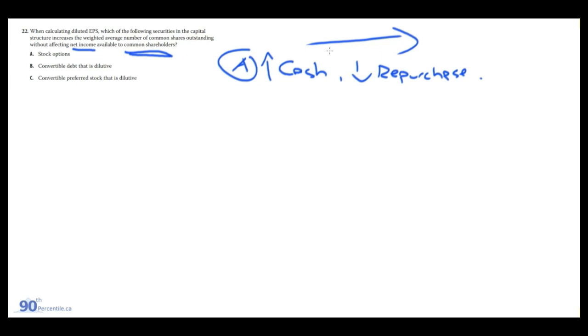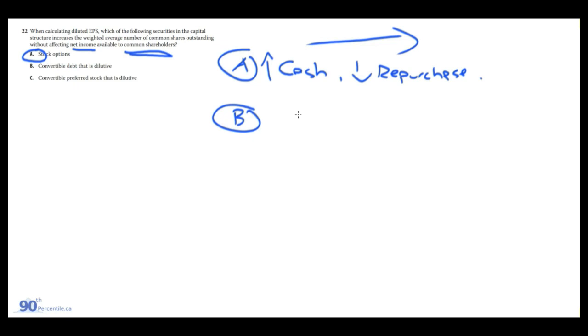So for stock options, we went over that in the last example. When exercising stock options, so we'll do A here, the company gets cash, this is inflow, and they use that cash to repurchase shares, this is outflow. And this is only reflected on the balance sheet and the cash flow statement. There's no impact on net income. So this is going to be our answer, right? But we can do the rest as well.